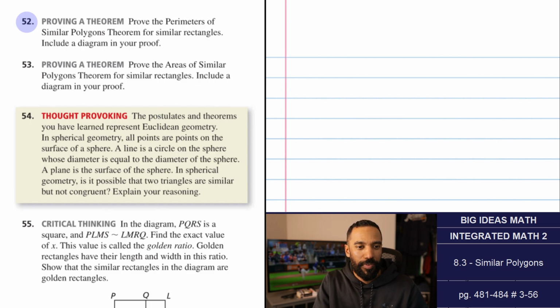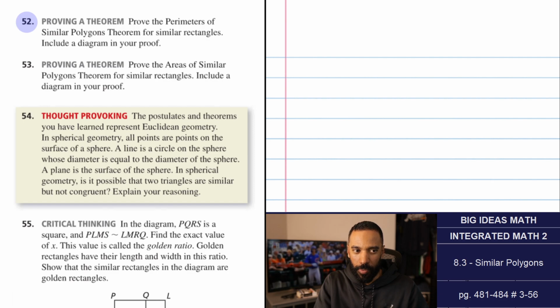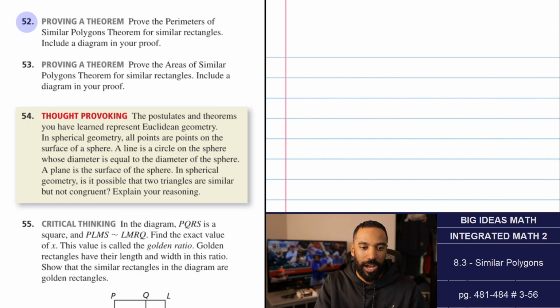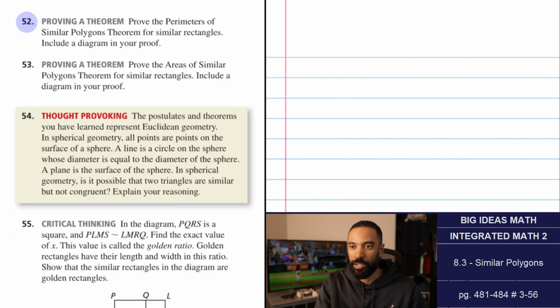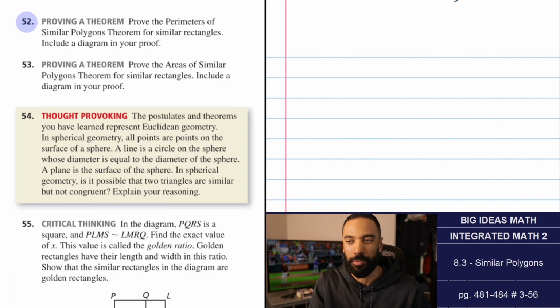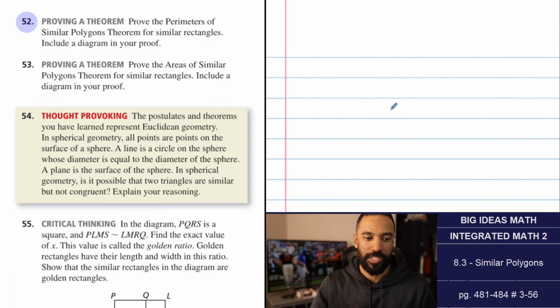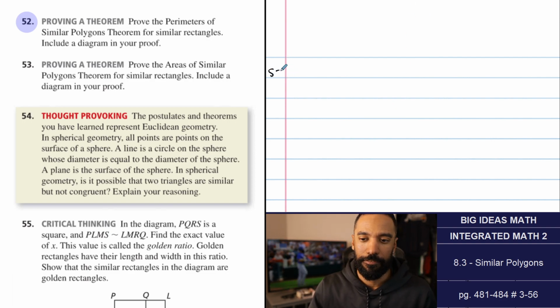Number 52, proving a theorem. Prove the perimeters of similar polygons theorem for similar rectangles. Include a diagram in your proof. Am I doing the whole triangle congruence proof thing? I'm trying to think of what they want us to do. I guess not a two column proof, right? It's not like CPCTC. So let me think about this.